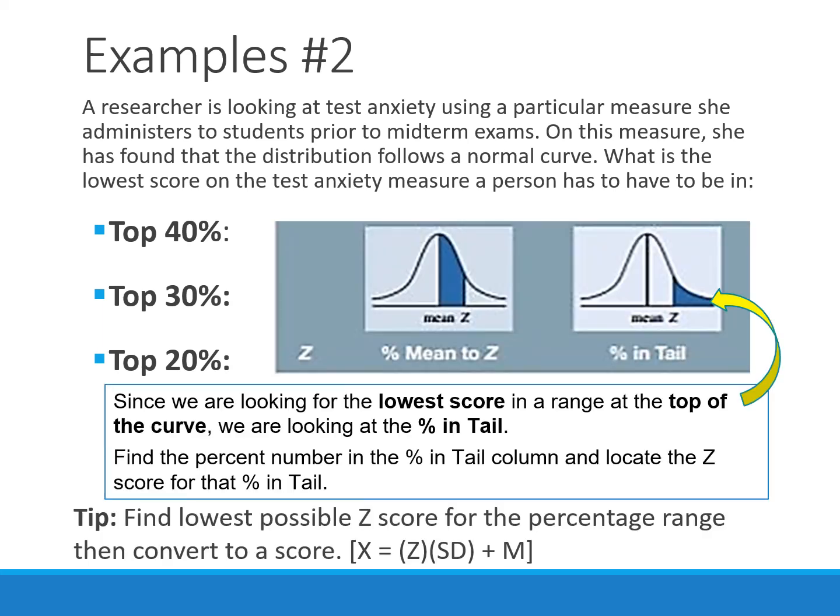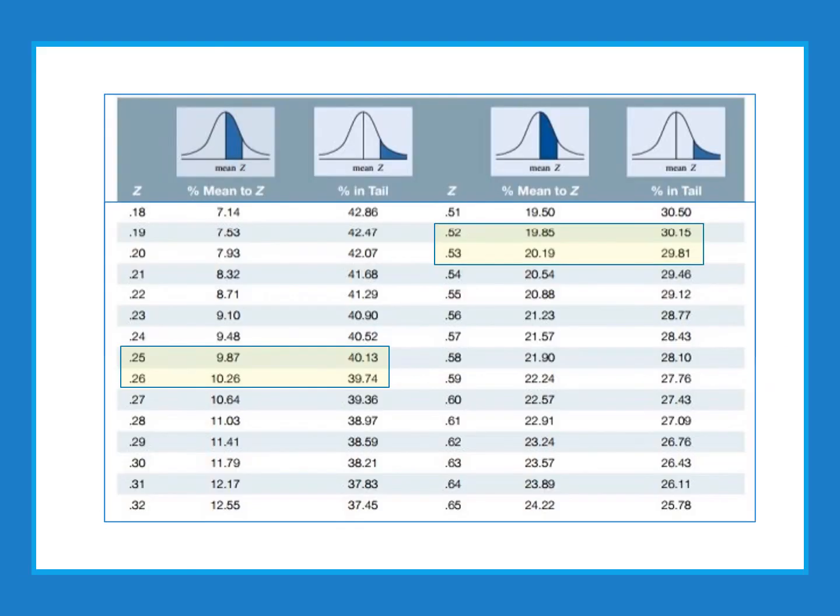So let's look at how we would do this. Since we are looking for the lowest score in a range at the top of a curve, we are looking for the percent in the tail. Find the number in the percent in the tail column and locate the z-score for that percent in the tail, okay? And then we're going to convert it to a score. So let's look at the table. So here we have a couple of them.